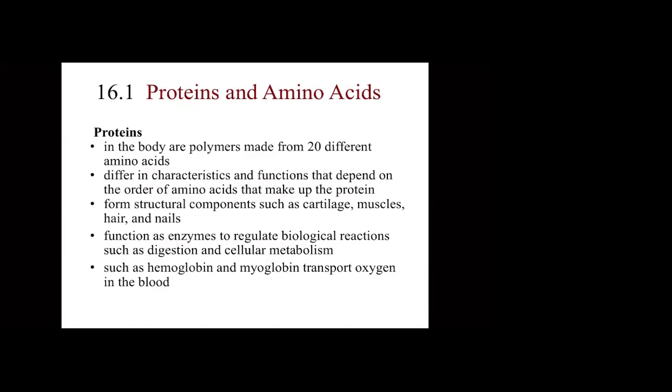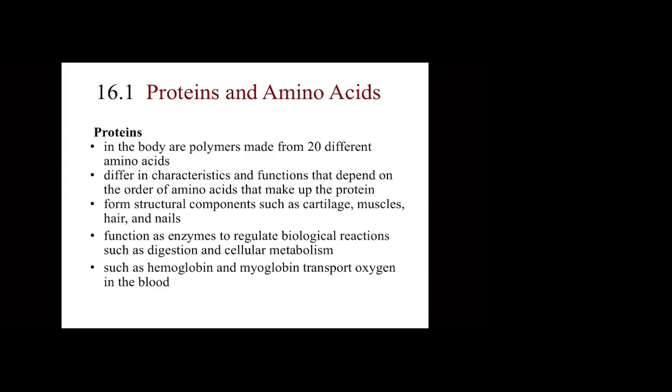Now, proteins are going to be polymers, and remember that the word polymer defines that these are going to be long chains of a basic unit. The basic unit for a protein is going to be amino acids, okay? Now, even though proteins are made from the same 20 different amino acids, they are going to have different characteristics and functions depending on the order of those amino acids that make that protein, okay? So it's just the different combinations of the amino acids that actually give rise to different proteins.